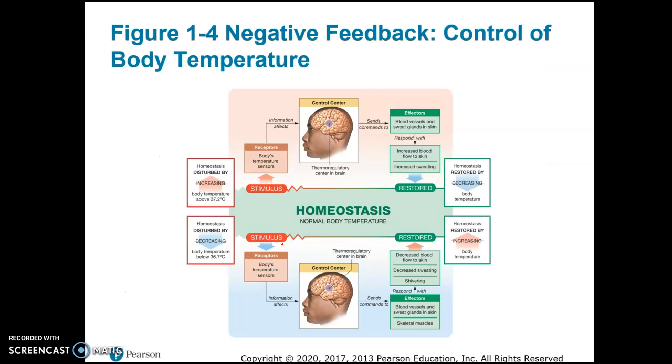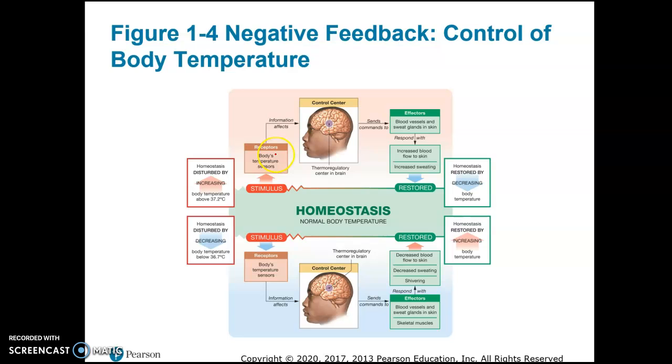So the body temperature will be raised back up to a normal level. And you can take a look at this illustration here on your own, but it just illustrates the same thing. I'll point out a couple of things.